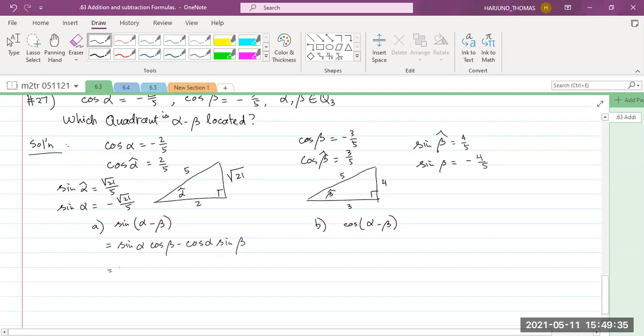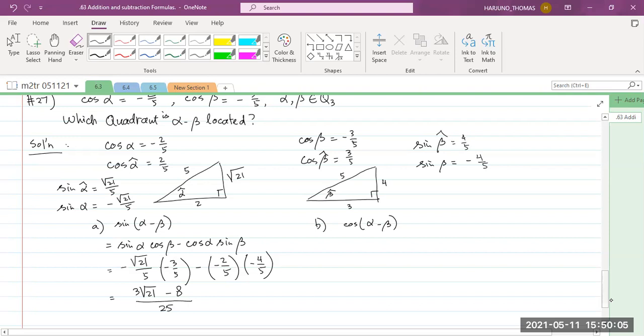Sine alpha is negative square root of 21 over 5. Cosine beta is, that's given, negative 3/5. Minus cosine alpha, which is negative 2/5, times sine beta, negative 4/5. This is positive 3 square root of 21 minus 8 over 25.